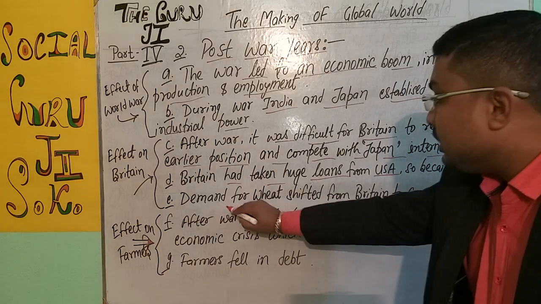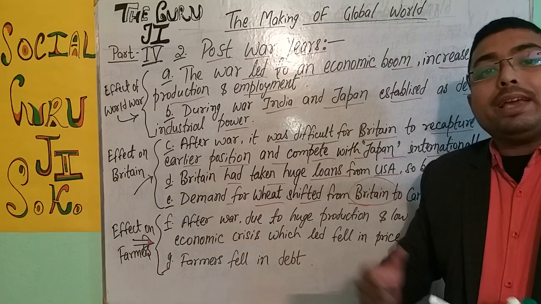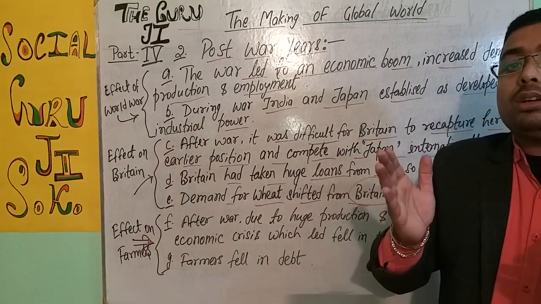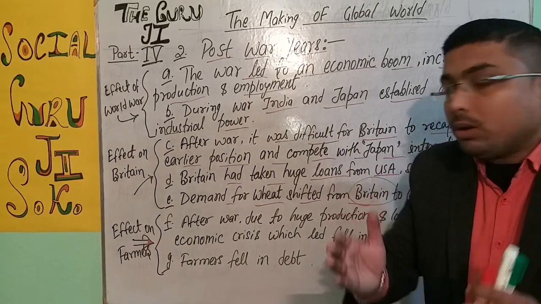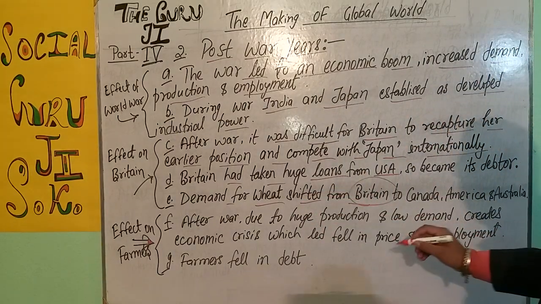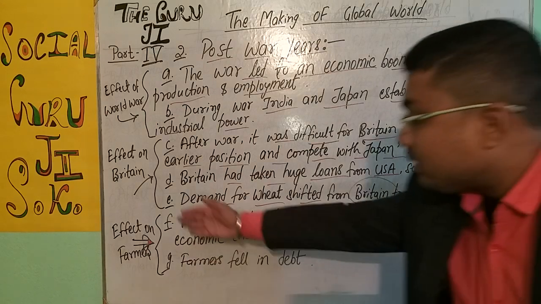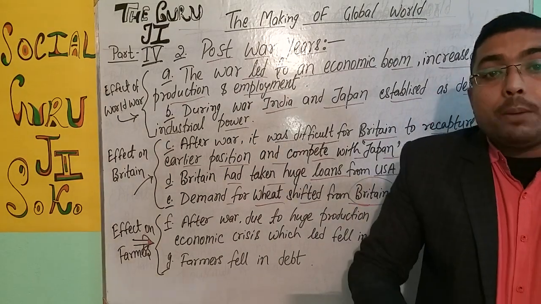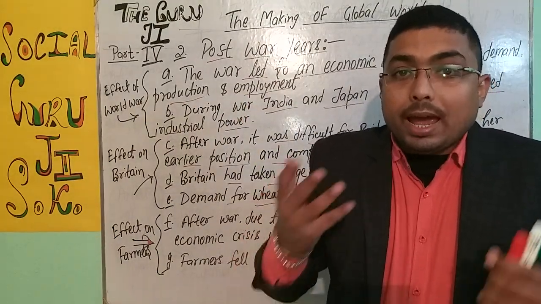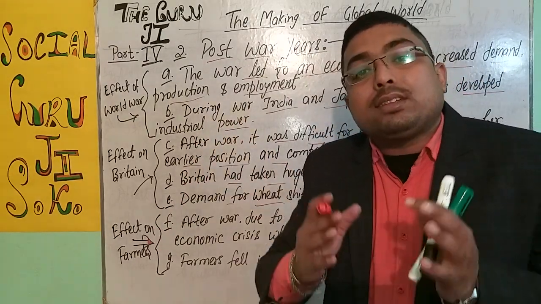Now the third thing, demand for wheat shifted. Overall, Eastern Europe fulfilled the demand of wheat until the war, but during the war the whole production shifted towards Canada, America and Australia. Now the third and last thing, effects on farmers. Farmers also got affected because after the war जब डिमांड बिल्कुल कम गया एंड वो पहले से प्रोडक्शन को बढ़ा रखे थे, सो ऐसे कंडीशन को हम लोग बोलते हैं ट्रेड सरप्लस.